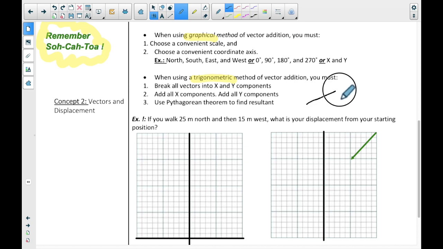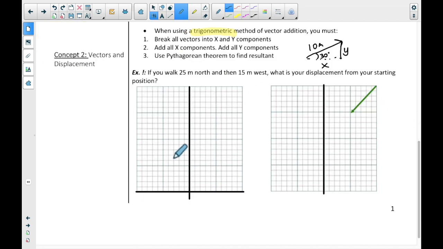Let's say you have a vector like this. Let's say that this vector is 10 meters long, and let's say that it is at a 30-degree angle. Well, then what we need to do is break this into components and say, okay, this is my y component, and this is my x component of this vector. And then we're going to have to use some Sohcahtoa to figure out how long is x, how long is y?